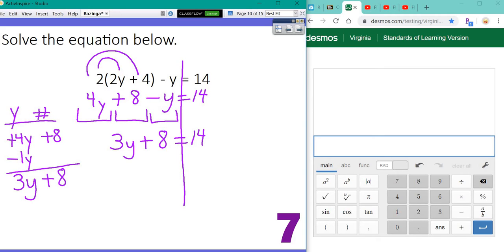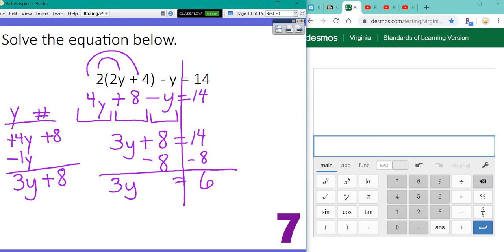8 minus 14, yeah. We're going to subtract 8 from each side. Okay? So we've got 3y equals, what is 14 minus 8, please? 6. It is 6, Miss Benson. You did a very nice job.